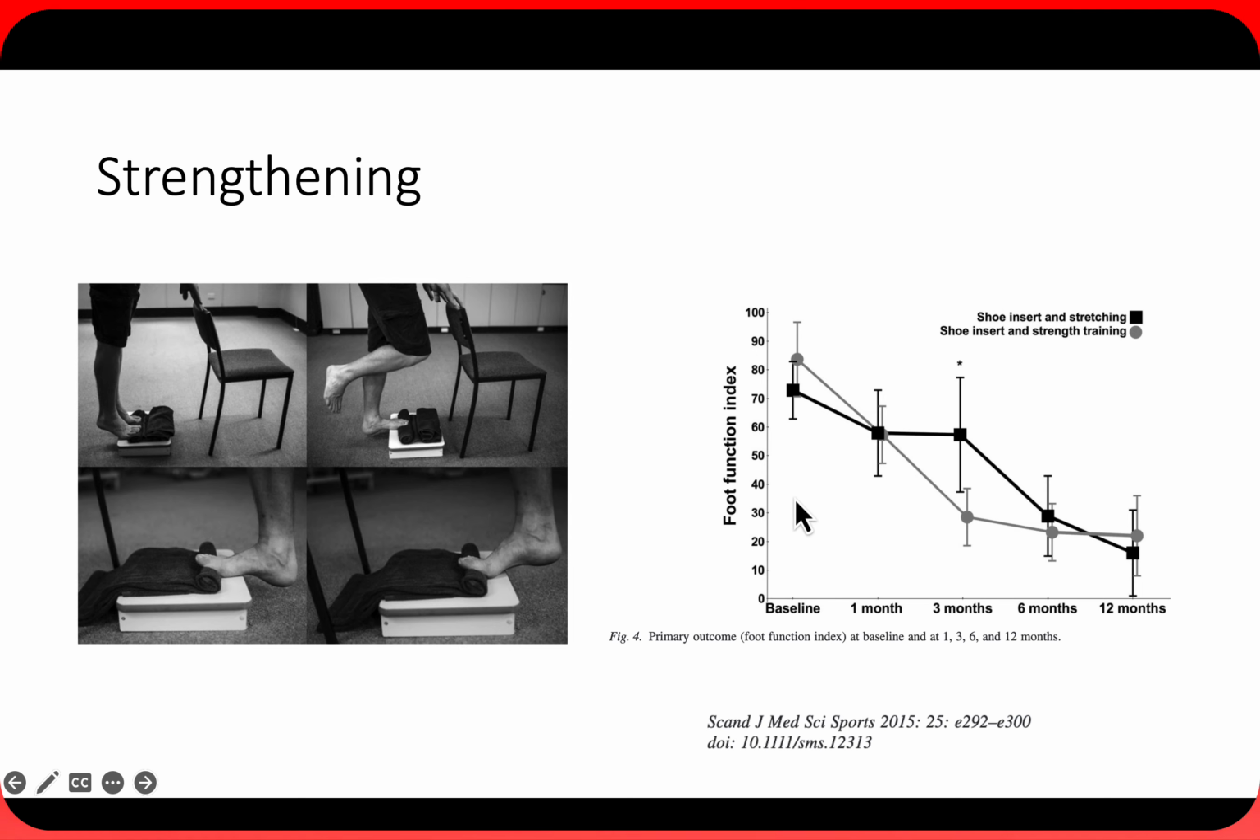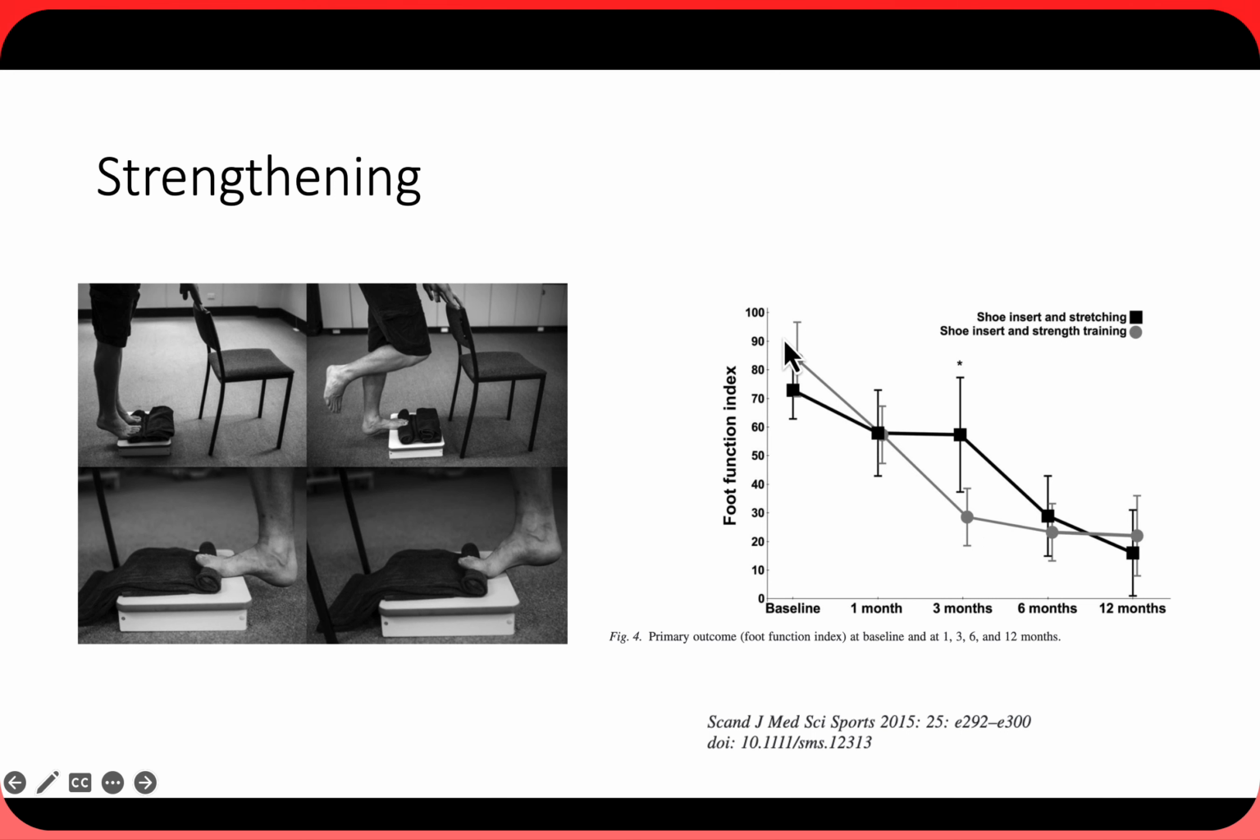And then they had this outcome. So here's the foot function index again. So lower scores on this are better. And then they compared a shoe insert and stretching, so just the same thing we saw with the injection treatment. And then this was the shoe insert and strength training, so then they just did the strength training instead. And what you can see is you have this really big effect at 3 months, where essentially the strength training, which is here the gray, does much better than just the stretching at 3 months, and then it pretty much plateaus.